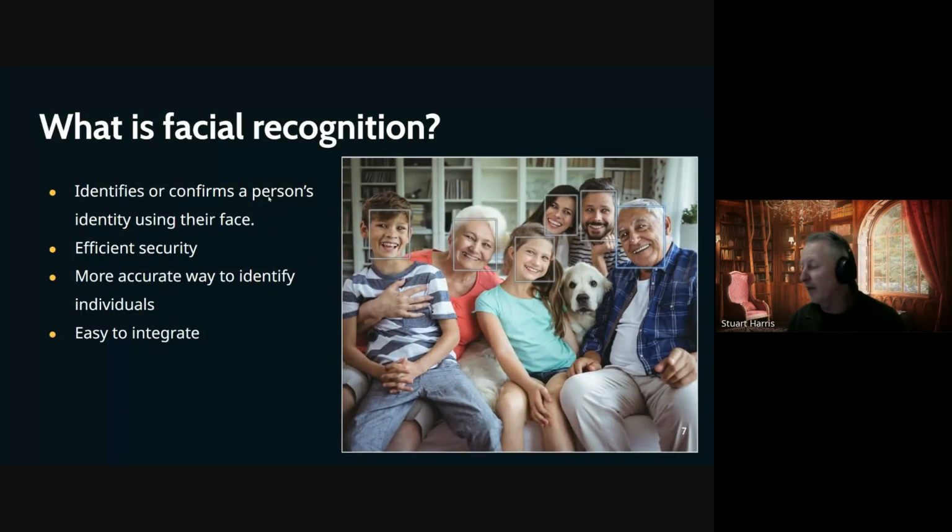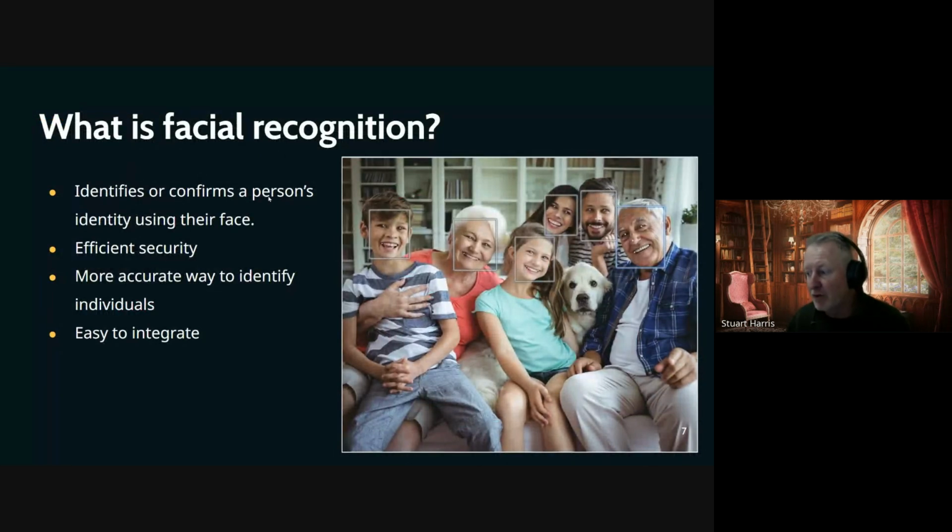So facial recognition identifies or confirms a person's identity using their face. Kind of obvious, right? It's an efficient security measure. It turns out it's a more accurate way to identify individuals and things we normally do. And it's actually easy to integrate into OutSystems because all of these services are available now. You can see in this picture, they kind of look a little bit like vampires, but that's because they've got white dots on their eyes and everything. So that's not what they really look like. That's actually showing landmarks that the system's detected in their face. And that's how it actually does facial comparison. But we'll get into that later.